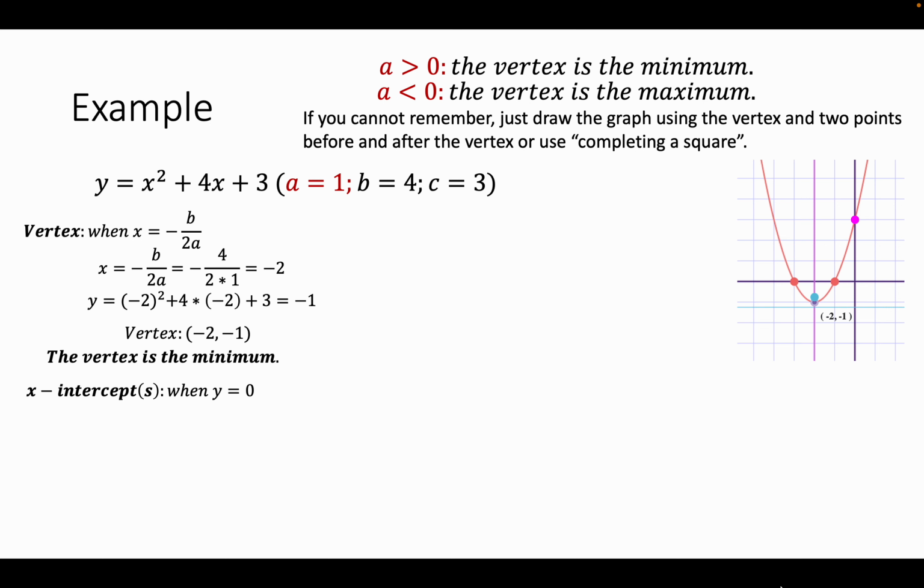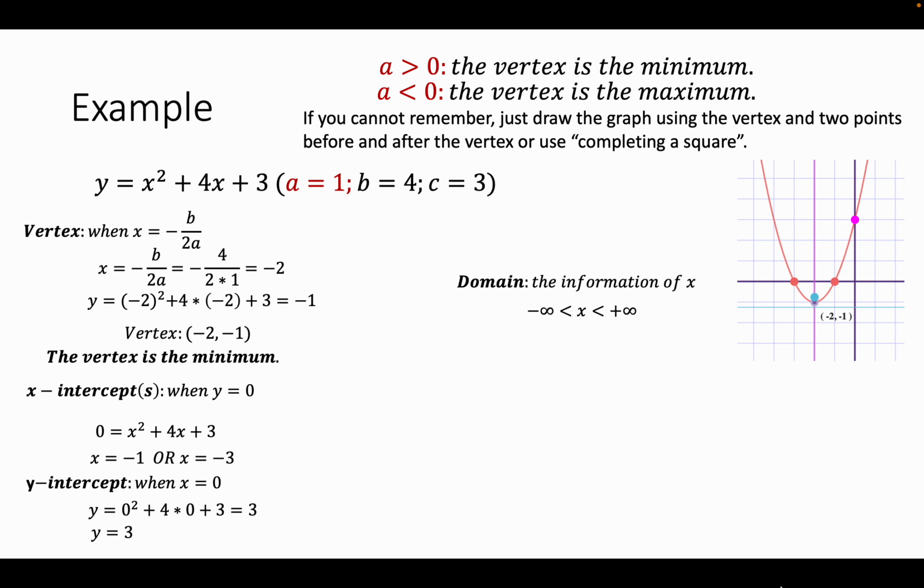We can then find the x-intercept, which is when y equals 0. So if we solve 0 equals x squared plus 4x plus 3, we will get x equals negative 1 or x equals negative 3. For the y-intercept, when x equals 0, we get y equals 3.